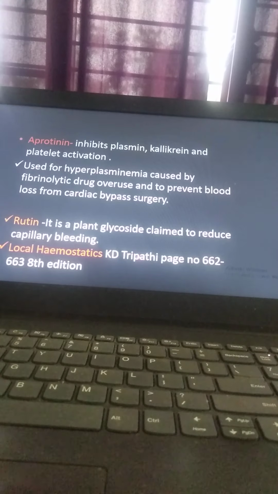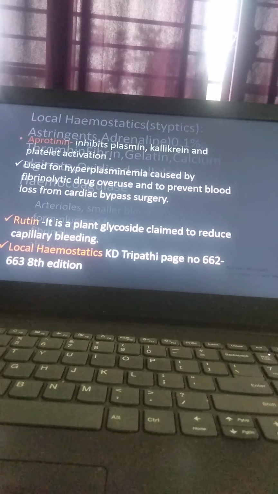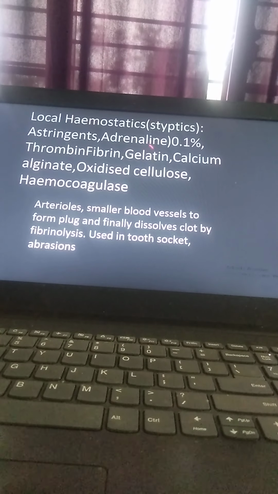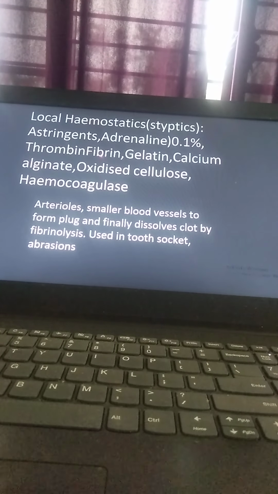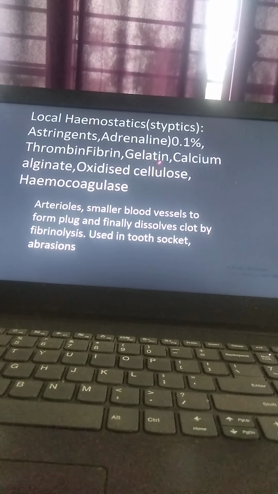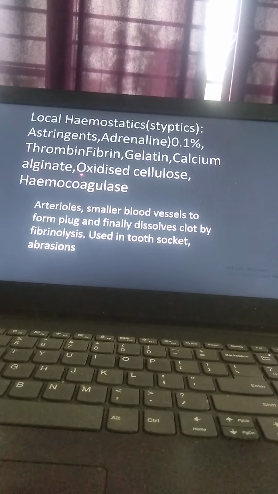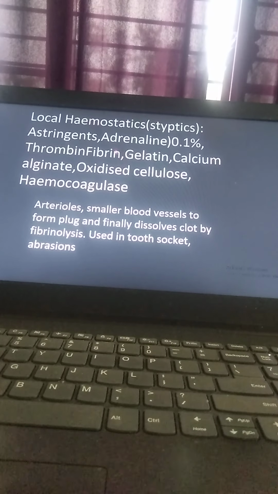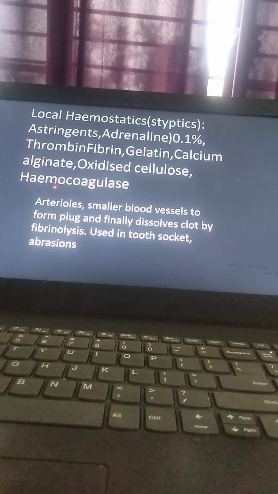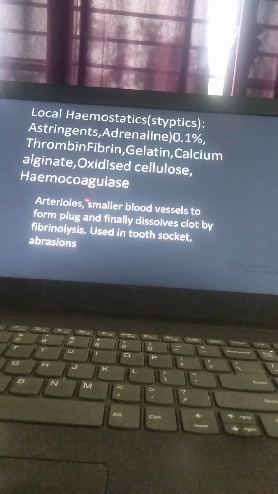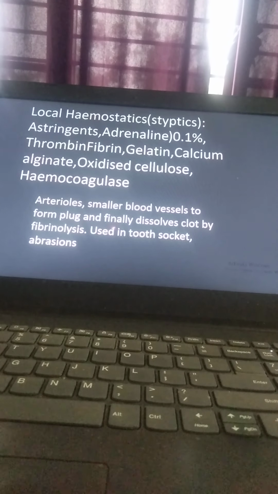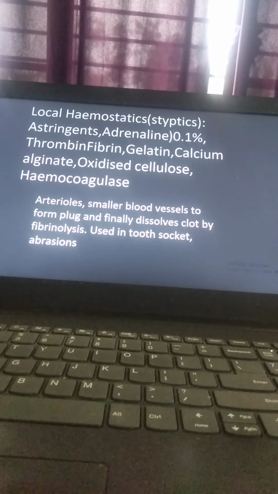Local hemostats are given in KD Tripathi, pages 662 and 663, but I am enumerating some. Local hemostatics we call styptics: astringents, adrenaline 0.1%, thrombin, fibrin, gelatin, calcium alginate, oxidized cellulose, hemocoagulase. These are the agents called styptics. Then we have arterioles, smaller blood vessels, to form a plug, and finally dissolve the clot by fibrinolysis, used in tooth socket abrasions.